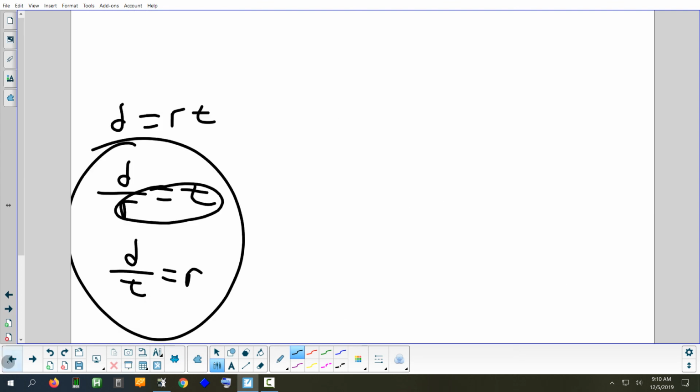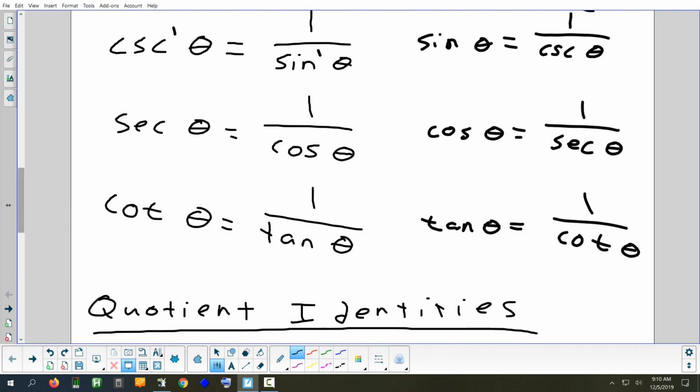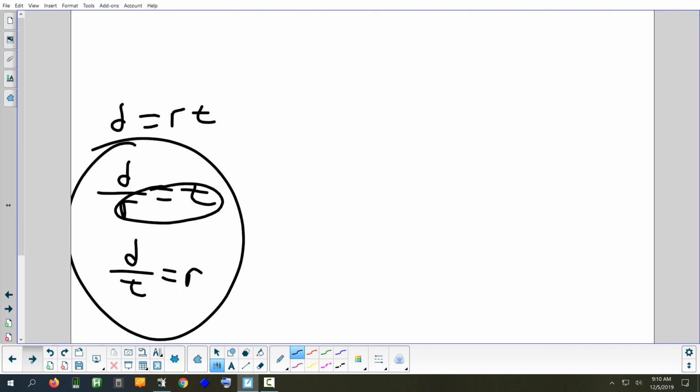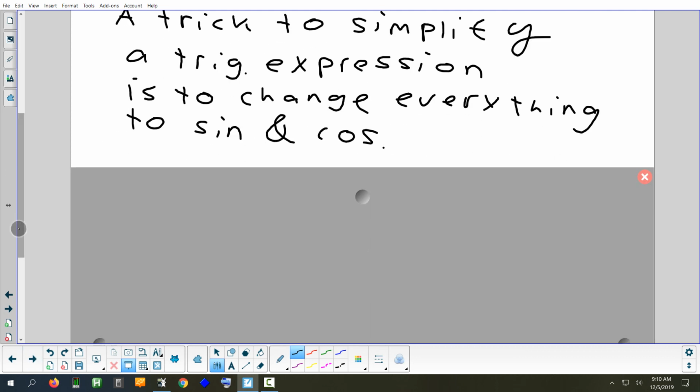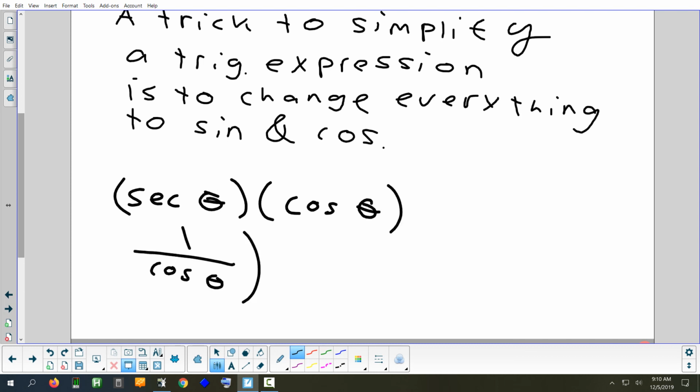One over cosine. Let's go back and look at our identities. Secant equals 1 over cosine. So basically what you're doing with trig identities is a lot of substitution. You're changing something out. So change out secant for 1 over cosine. All right, so we'll start with that. So secant times cosine, that's the first part, 1 over cosine.